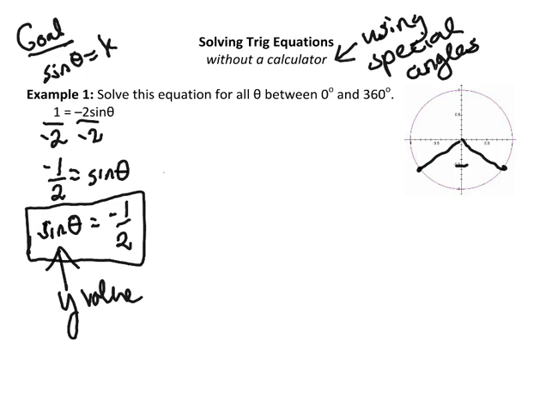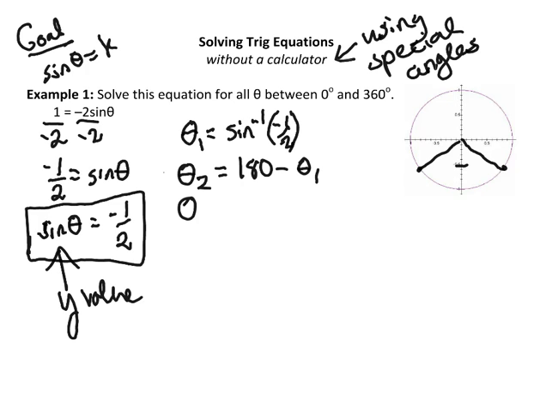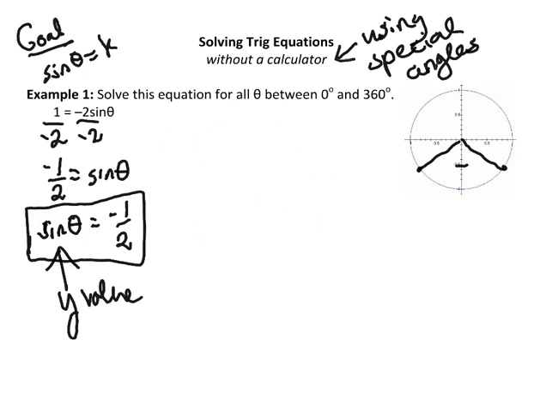And then this is where you won't be using the same rules that we used before. So when we were doing this with our calculator, we would find theta 1 is the inverse sine of negative 1/2, and then our rule for theta 2 was 180 minus theta 1, and our rule for theta 3 was theta 1 plus 360. So that's how we do it on our calculator, right? But we're actually not going to be doing that here because we can use our special angles, because negative 1/2 is a special angle.